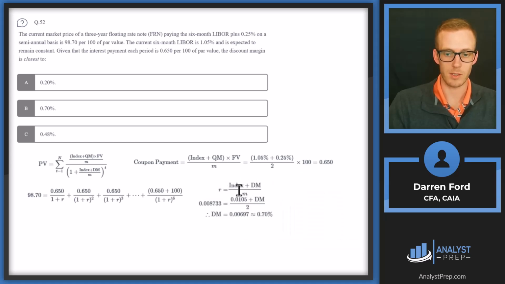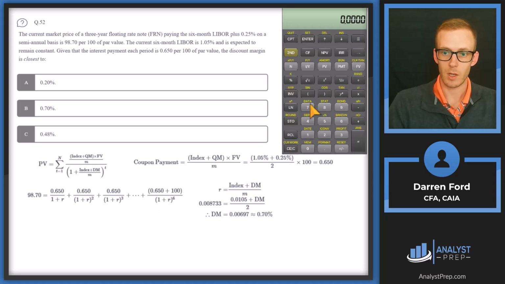What we need to do is solve for R. We're going to do this using a time value of money calculation. Let me pull that in and we can do that right now. We have 0.65 for our payment. Our period is 3 years with payments every 6 months, so that's 2 per year, giving us 6 for N. Our present value is going to be that 98.7.